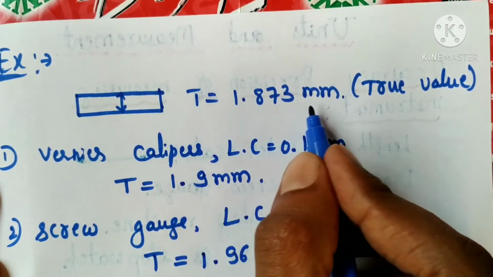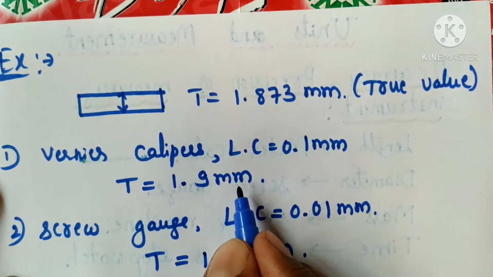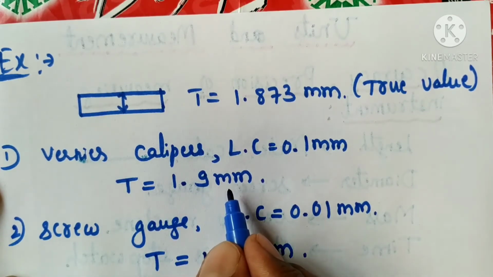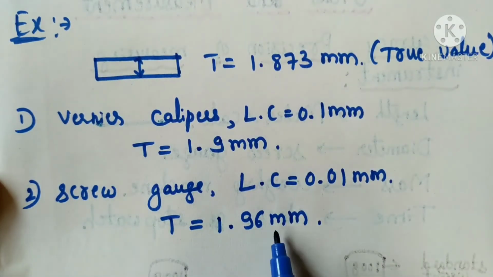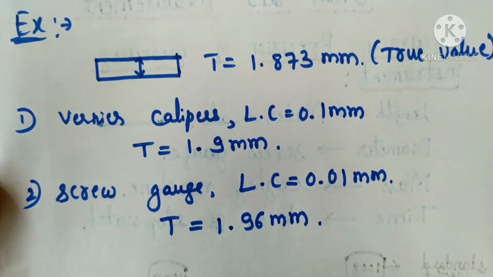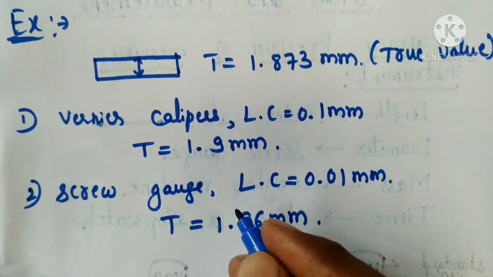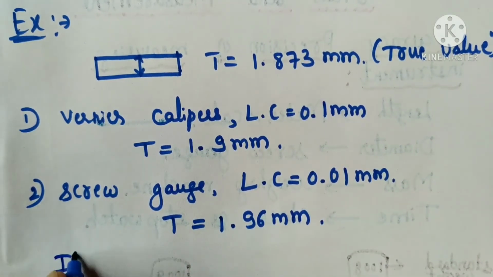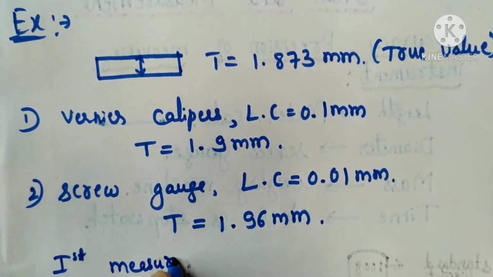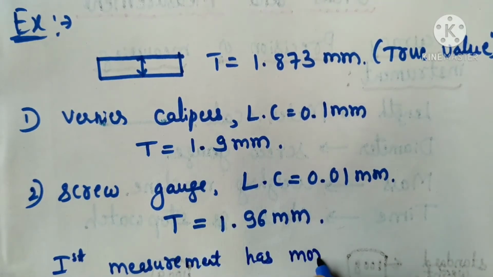The standard value is 1.873 millimeter. So here in the first experiment, we got 1.9 millimeter. That means 1.9 millimeter is very close to 1.873. In the second case, we got 1.96, which means it is higher. So from this what can I say, the first measurement has more accuracy because its value is matching with the true value. So I can say the first measurement, let me write, it has more accuracy.